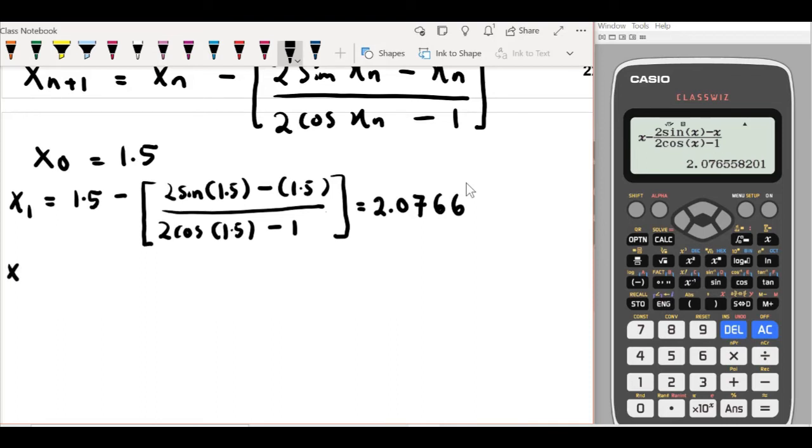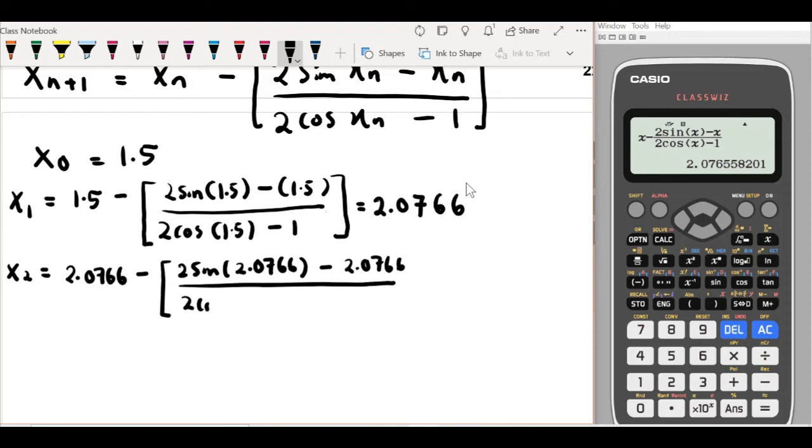Moving on, now we have to find x2. So what do we do here? Our first answer, we have to substitute back into our function. So we would have 2.0766 minus, with 2 sine of 2.0766 minus 2.0766, divided by 2 cos of 2.0766 minus 1. Okay. In order to find the next value, you don't have to compute the function again.